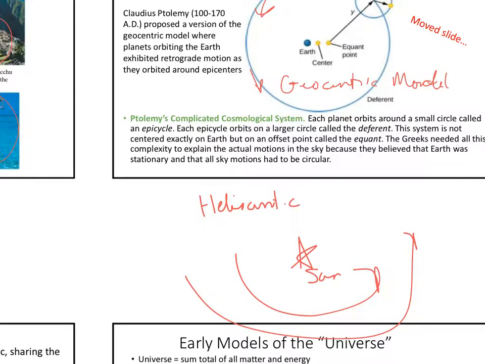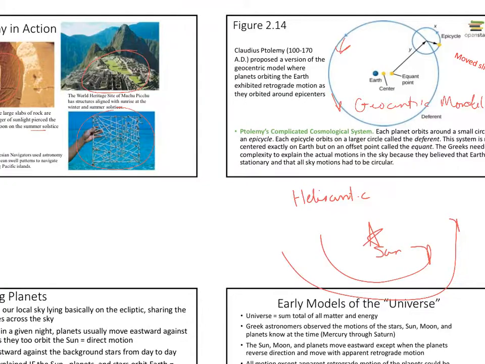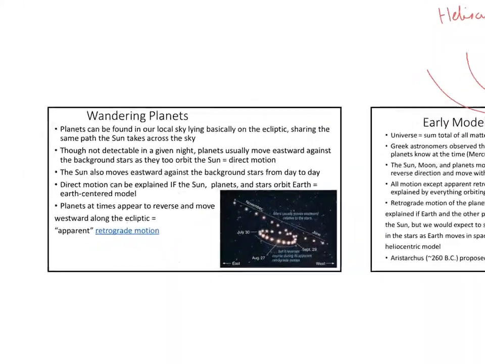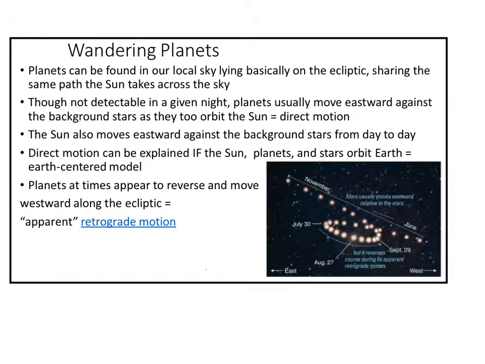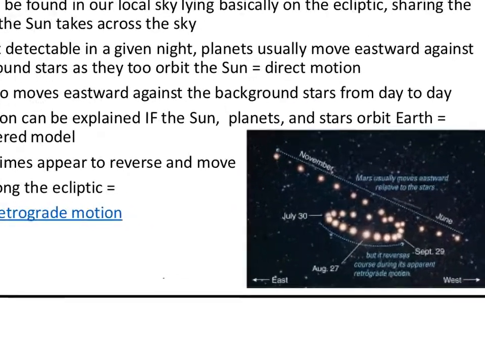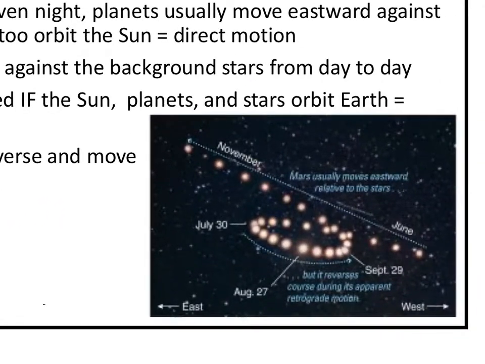What else we got? Retrograde motion of the planets. This is Mars, actually, where Mars is against background stars. Here, this is direct motion. Let's see if I got this right. Direct motion to me looks like this. It's supposed to go like that. That's direct motion.